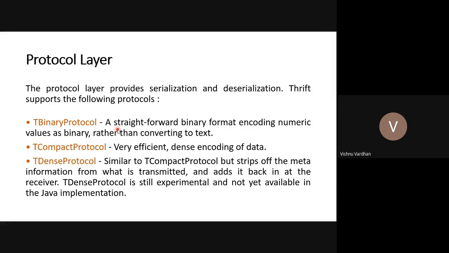Suppose in your IDL file you have a binary format, which is encoded as numeric values as binary rather than converting to text. Some programming languages are capable of processing binary information in a much better way. Generally all programming languages process numeric data because they are stack based. So stack based implementations are faster. Binary formats and text based formats are normally implemented in the form of heaps. You might know the stack and heap structure.